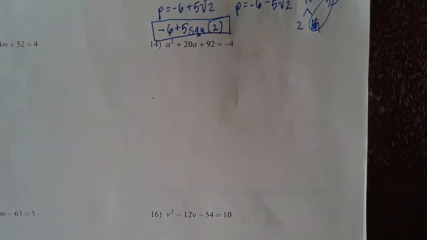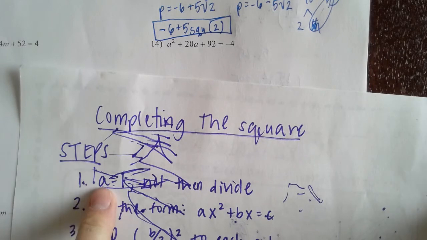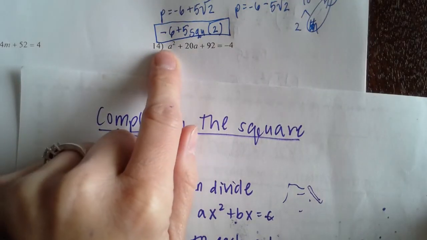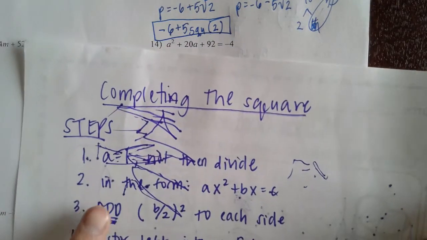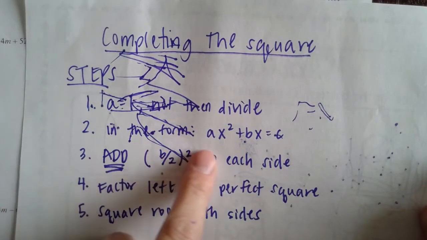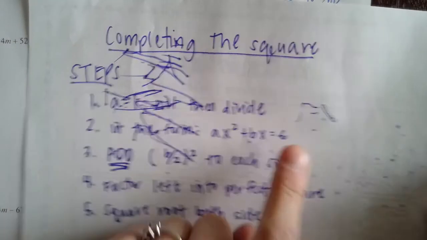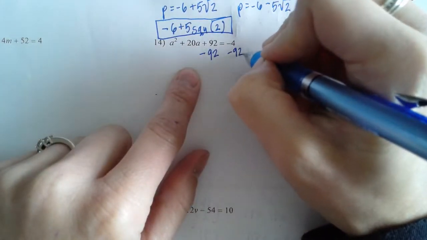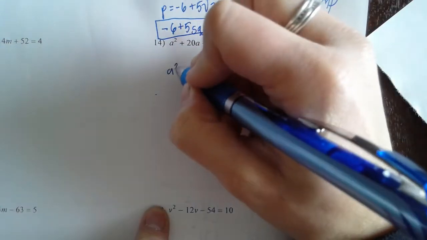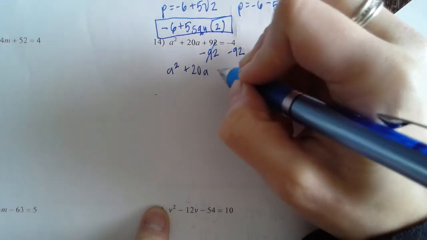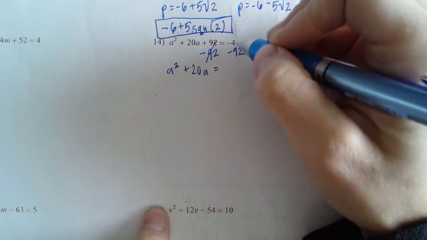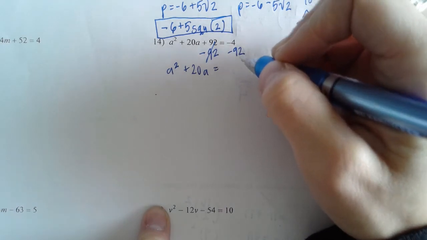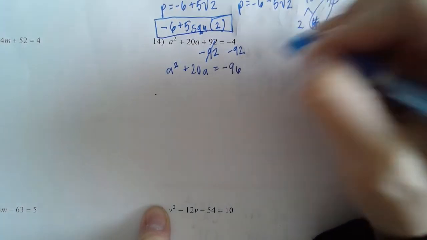Okay, here, again, we're going to follow our steps. So a has to be equal to 1, and a is equal to 1, okay? Next step. We need to get our equation in the form ax squared plus bx equals c. So I need to move this c value over to the opposite side. So now I have a squared plus 20a equals negative 4 minus 92, which is negative 96.